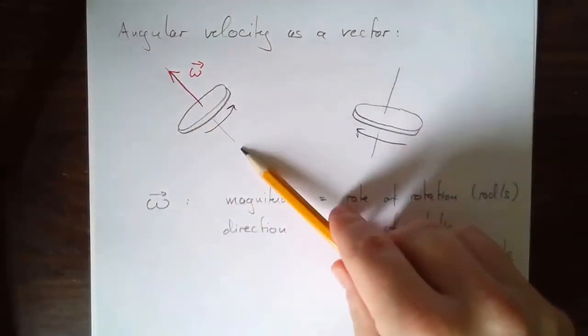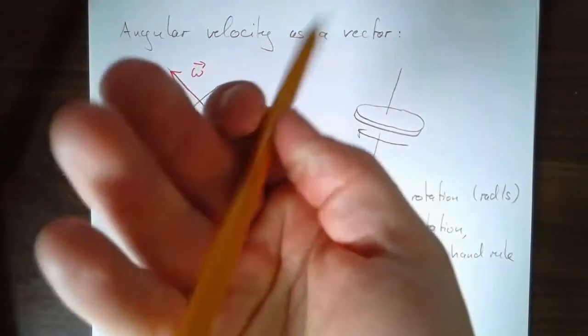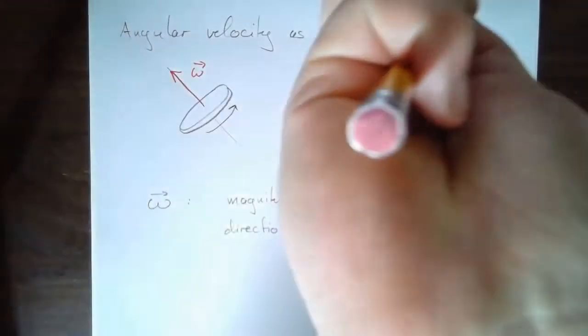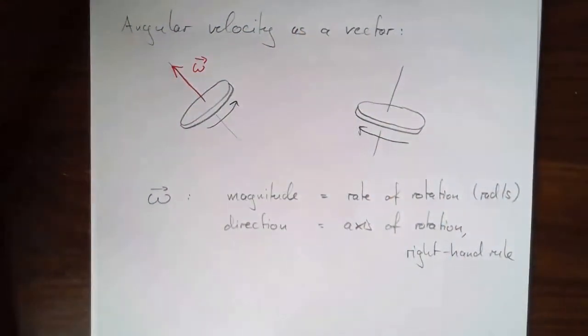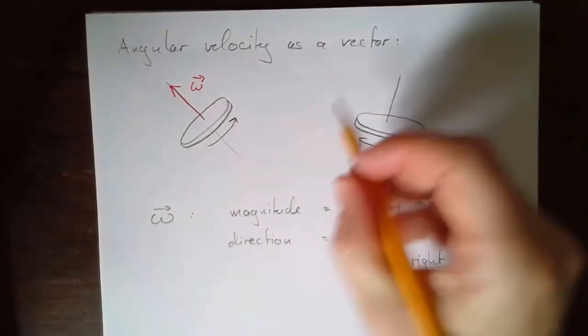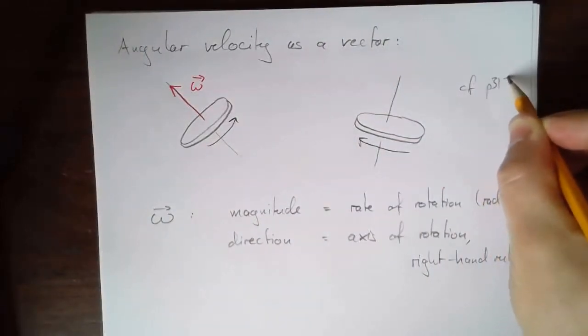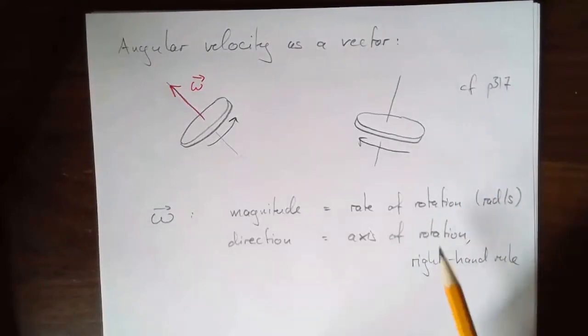Whereas if I were to look from down here, I'd see the vector pointing away from me, then I'd see the rotation being in the clockwise direction. Kind of hard to do. There is a picture in the textbook on page 370. You can see this.